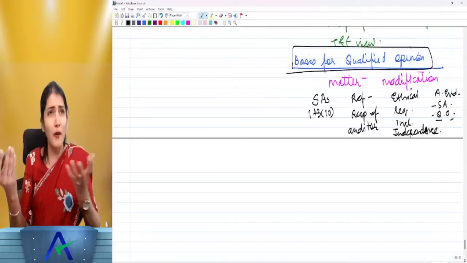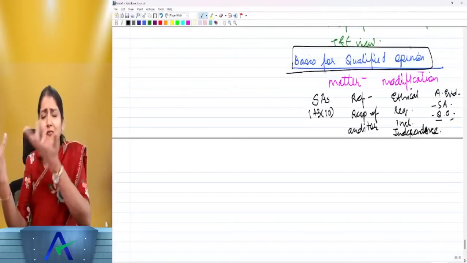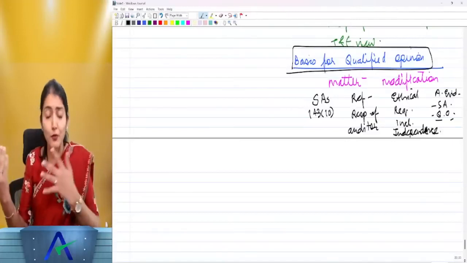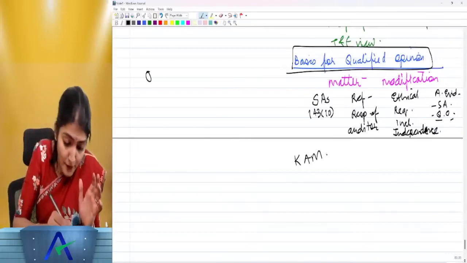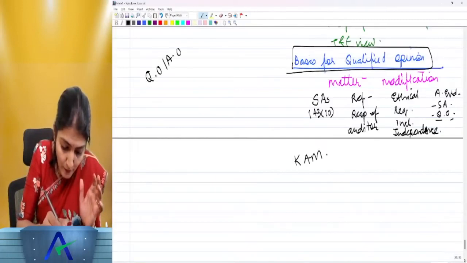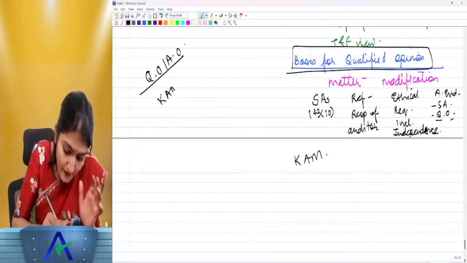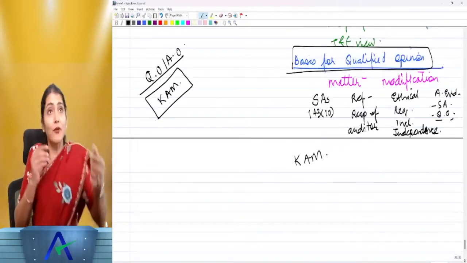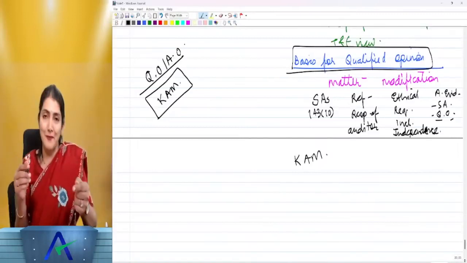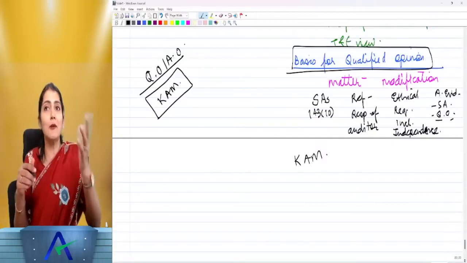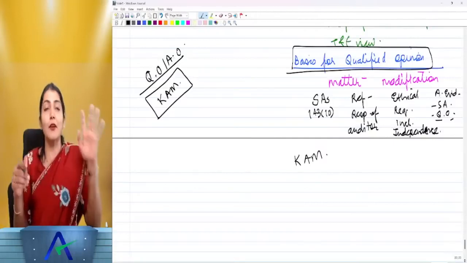Then after that, going concern: if there is any material uncertainty related to going concern, you may mention that. Key audit matter will always come. Whenever you issue a qualified or adverse opinion, there will always be a key audit matter in your report, because the fact that you are issuing a qualified or adverse opinion is itself a key audit matter. There might be other key audit matters or there might not be.